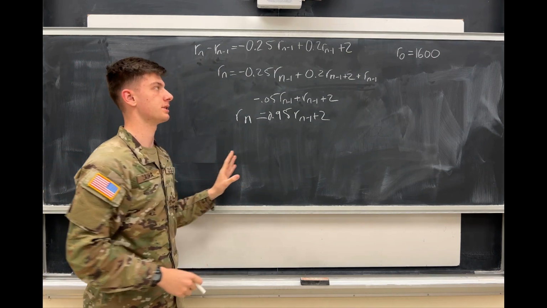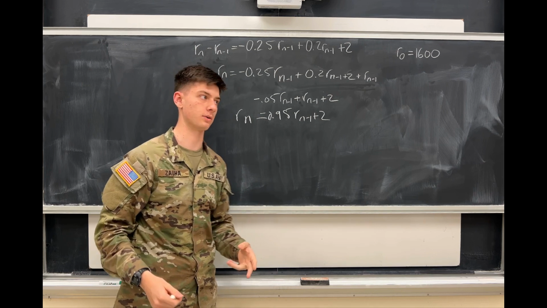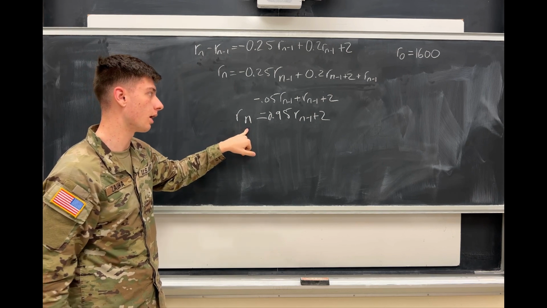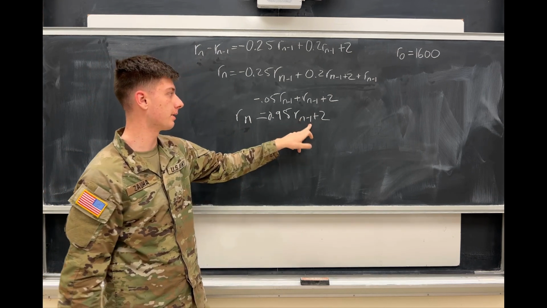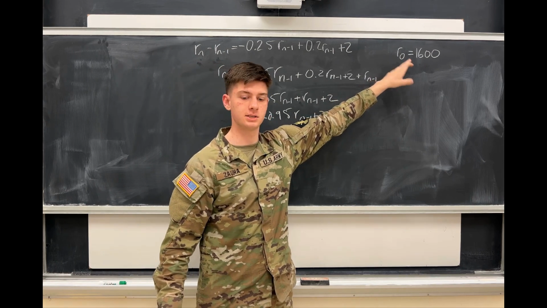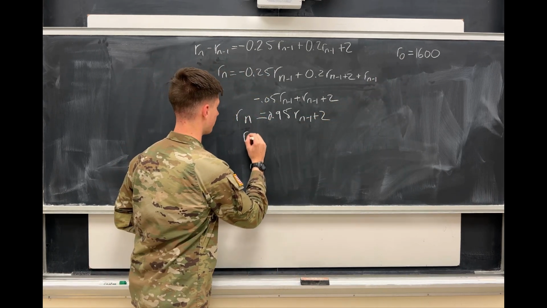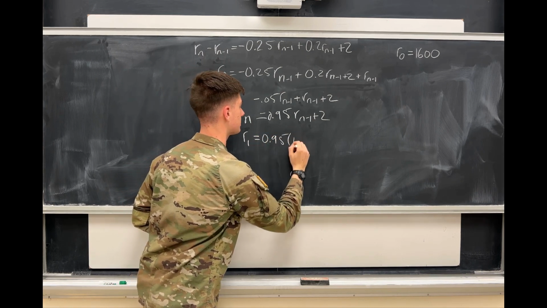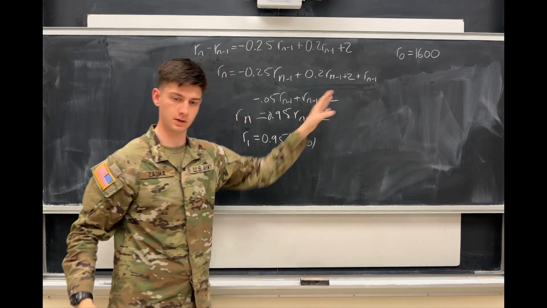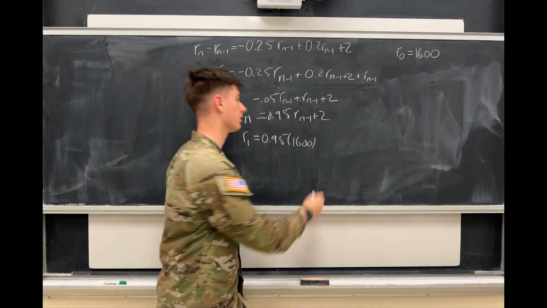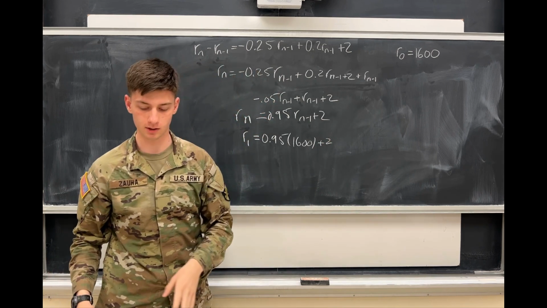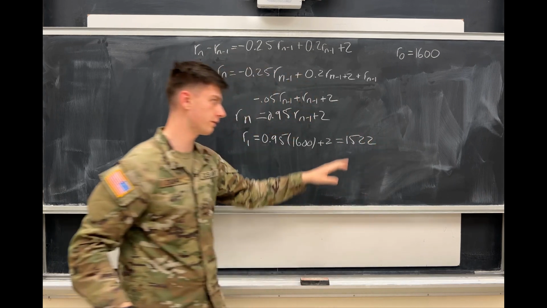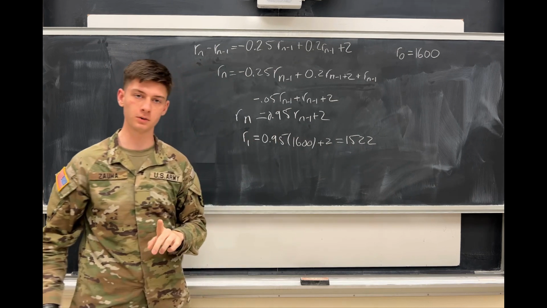So the next thing I want to do is see how many rifles are going to be after 2 weeks. First I'm going to have R sub 1. When I plug in for N equals 1, I get N minus 1 is 0. So we know R naught is 1,600. So R sub 1 is going to be 0.95 times 1,600, plus 2. Use your calculator on this one. You can get that to be equal to 1,522. So you have 1,522 rifles in the arms room after 1 week.